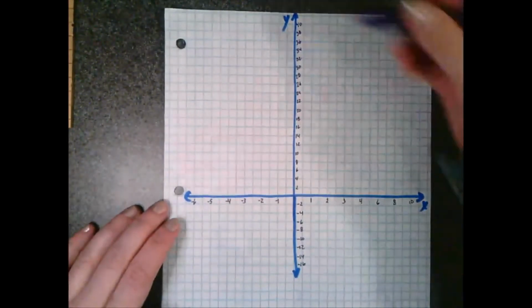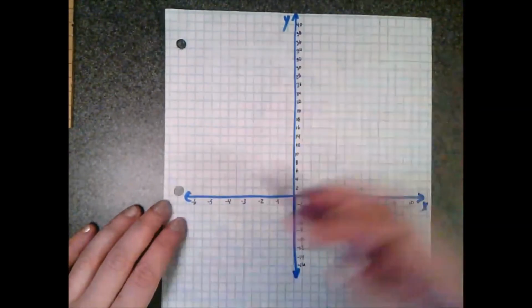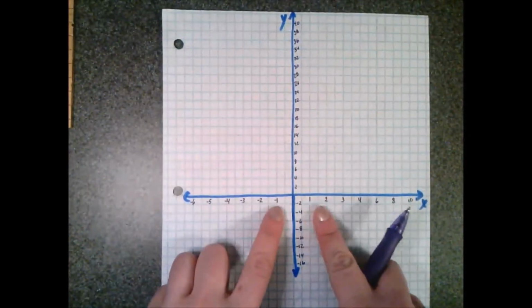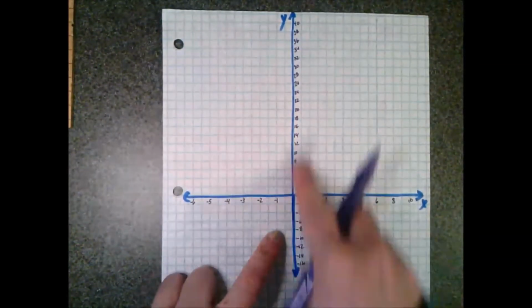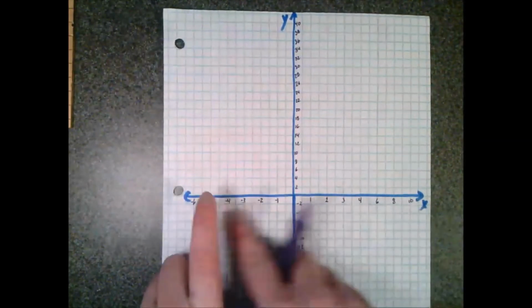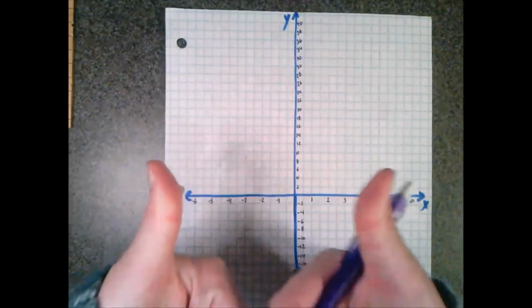It has its axes labeled. It is numbered consistently. Okay, I haven't skipped any numbers. I've kept the same number theme going. So I've counted by 2s all the way up and down, and every 2 boxes is 1 on my x-axis. So consistent numbering, we're doing good.